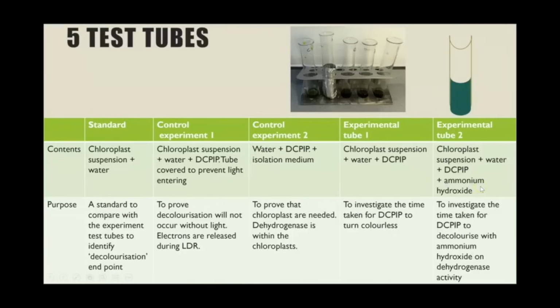Experimental tube 2 is to investigate what effect adding ammonium hydroxide has. So we'll have the chloroplast suspension, water, DCPIP, but the difference between experimental tube 1 and 2 is we're going to add ammonium hydroxide. And as I said, this is to investigate the time taken for the DCPIP to decolorize with the ammonium hydroxide. So those are my 5 test tubes that I'll be setting up.